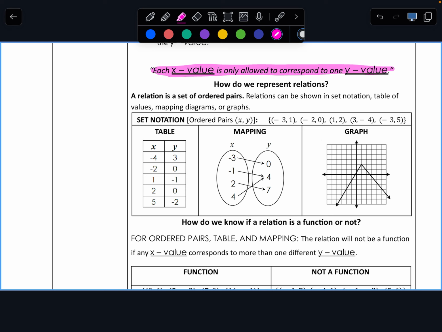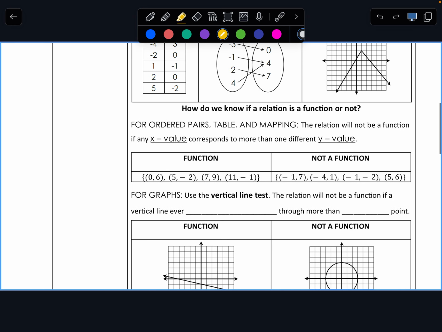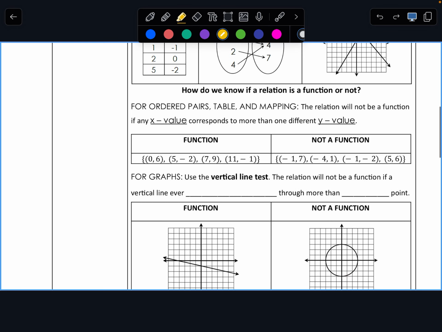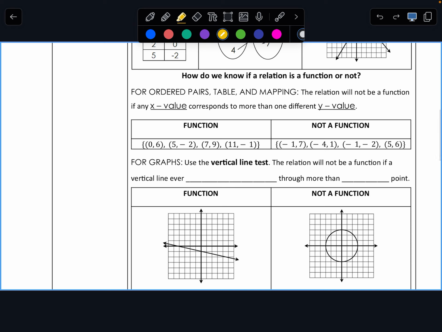One of them is an ordered pair, in a list of ordered pairs in set notation that you can see here. Then we also have a table, a mapping diagram, or a graph. These are all ways that we can represent relations. Now we're going to be looking at relations and saying, is this a function or is it not a function? So for ordered pairs, a table, and mapping, the relation will not be a function if any x value corresponds to more than one different y value.